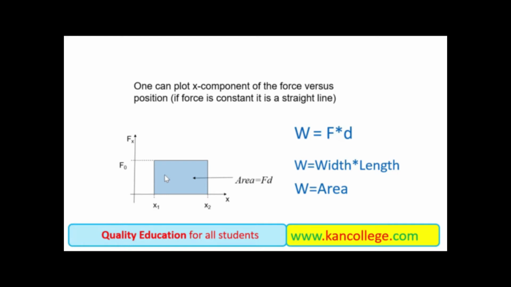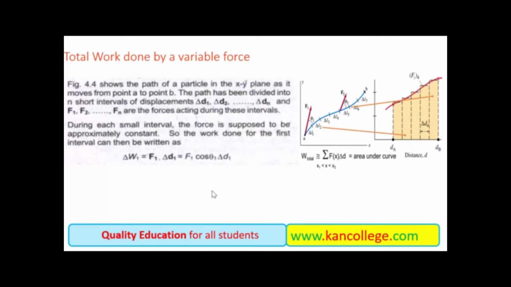So from this concept we proceed forward: the work done can also be calculated from the graph, by calculating the area under the curve, the graph which is plotted as force versus displacement. Now we want to calculate the total work done by a variable force, not a constant force, as discussed in the previous slide.